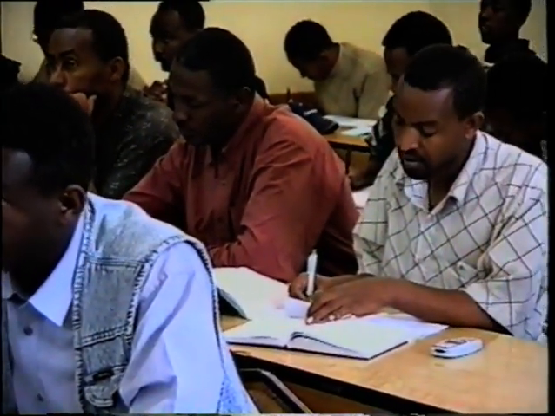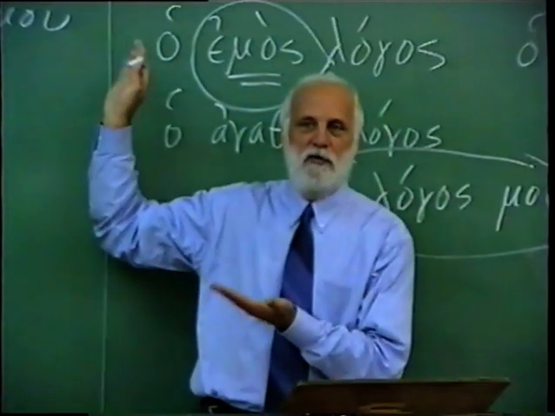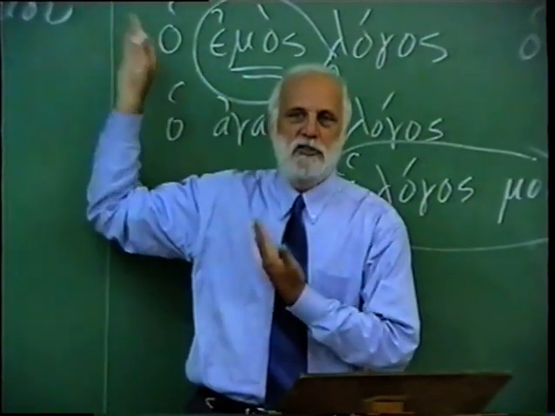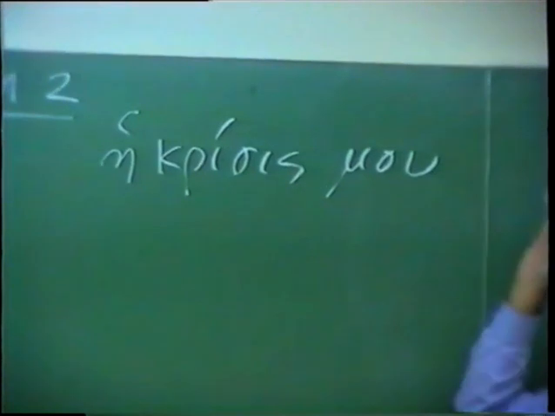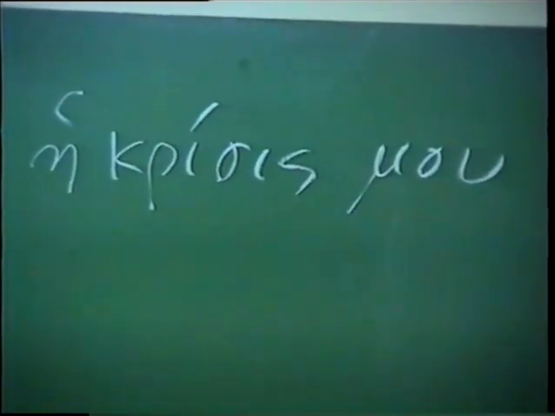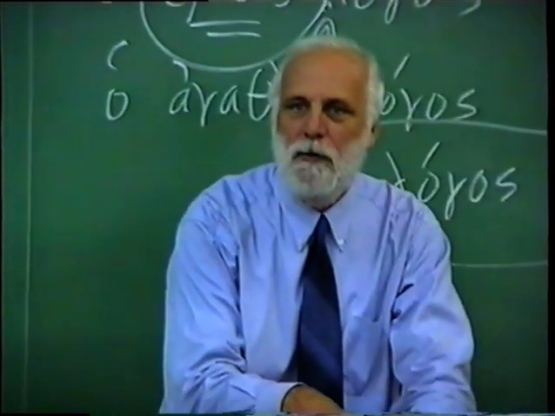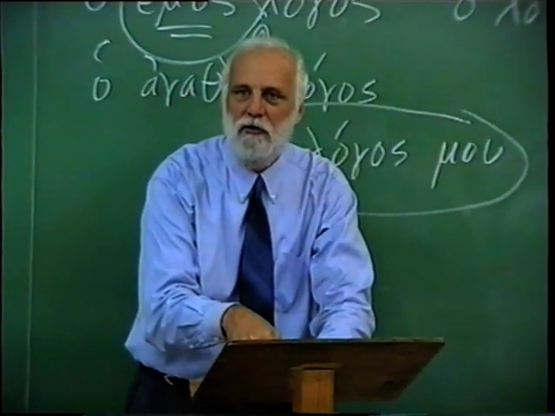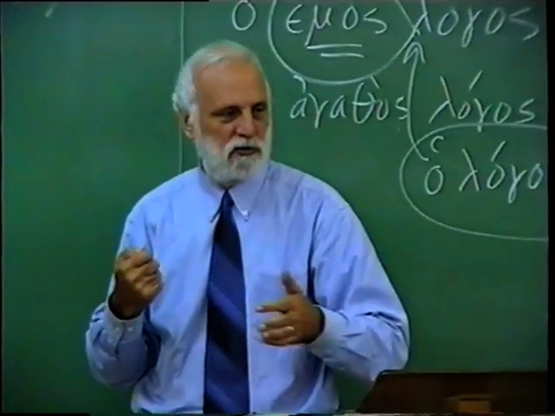Now, normally he would have said this. Hey krisis mou, right? This is the normal way of saying my judgment. Over-translate. The judgment of me. Translate. My judgment. Now notice in number 8 what Jesus says. He says, the judgment, the my. Very emphatic.